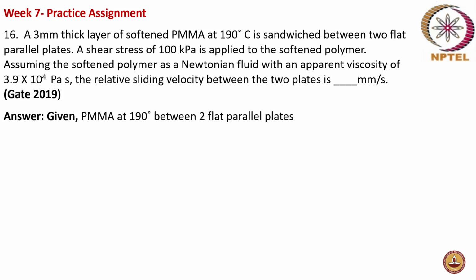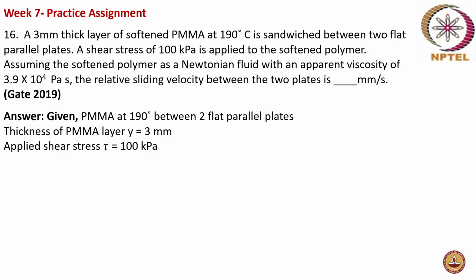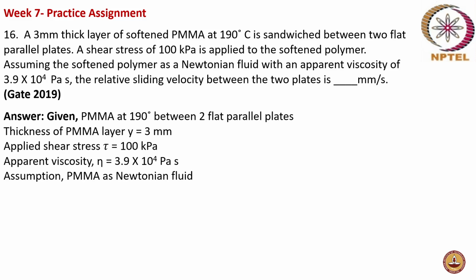So how to go about this problem? PMMA at 190 degrees between two flat parallel plates. Thickness of PMMA y is equal to 3 mm. Applied shear stress tau is equal to 100 kilopascal. Apparent viscosity eta is equal to 3.9 into 10 power 4 pascal seconds. Now assuming PMMA as a Newtonian fluid, that means Newton's law of viscosity can be applied for this system. Newton's law of viscosity is given by shear stress equal to viscosity into du by dy, where du is the change in velocity and dy is the change in length. That is nothing but your strain rate. Your stress is proportional to strain rate, where the proportionality constant is your viscosity.